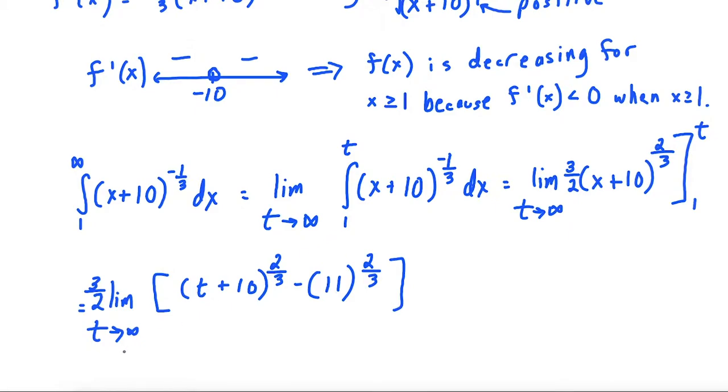And notice as t goes to infinity, we would have infinity plus 10 to the 2/3 power. This expression here is going to go off to infinity. So when we subtract this small constant here, it's not going to matter. The entire limit is going off to infinity. And multiplying by a constant out in front doesn't matter either. This whole thing is going to go to infinity. So what this tells us, since this limit goes to infinity, by the integral test, this tells us that the original series diverges because this improper integral diverges.